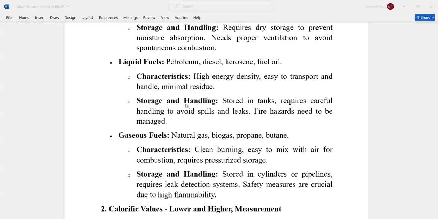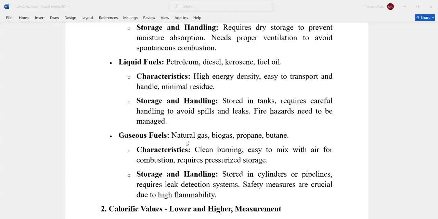Then the storage and handling: you can store them easily in tanks, and of course they require careful handling to avoid spills and leaks that would pose threats of fire outbreaks, thereby destroying property and losing lives.